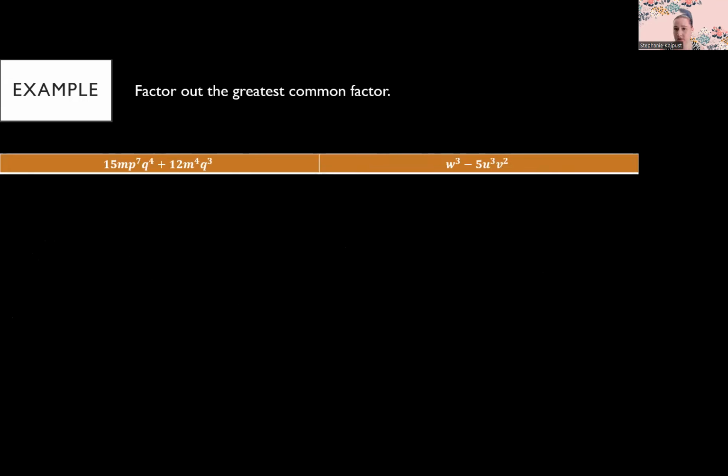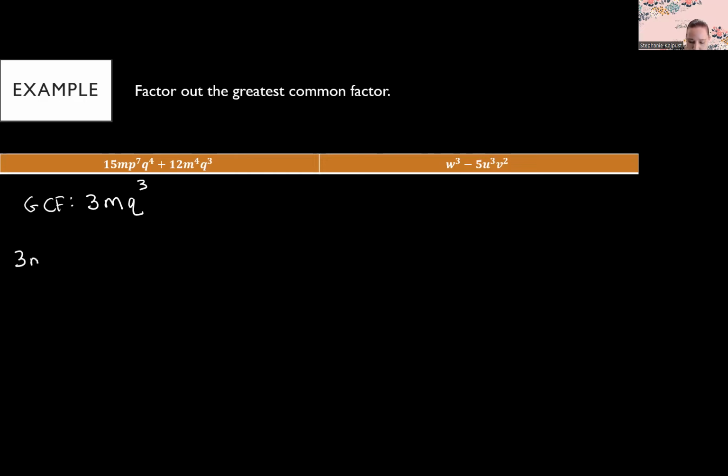Final examples here. So I've got 15 m p to the 7th q to the 4th plus 12 m to the 4th q. So, greatest common factor. Out of the 15 and the 12, I can divide those both by 3. That's the largest number. They both have m. I have an m and an m to the 4th, so I can divide them out by an m. I have a p to the 7th, but there's not a p in the second term, so I can't factor that out. But they both do have q. One's a q to the 4th and one's a q to the 3rd. So the smallest exponent is 3, so I can factor out q to the 3rd.